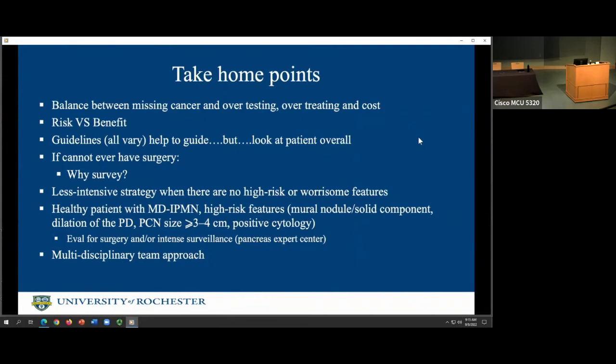And if your patient is not a good surgical candidate, then the question looms: is there a benefit to surveying? A less intensive strategy is recommended when there are no high risk or worrisome features. And if you have a healthy patient with high risk features such as a mural nodule, dilated PD, or a positive cytology, then you work with a multidisciplinary team and evaluate them for surgery versus intensive surveillance. A multidisciplinary team approach is always key in managing these patients.